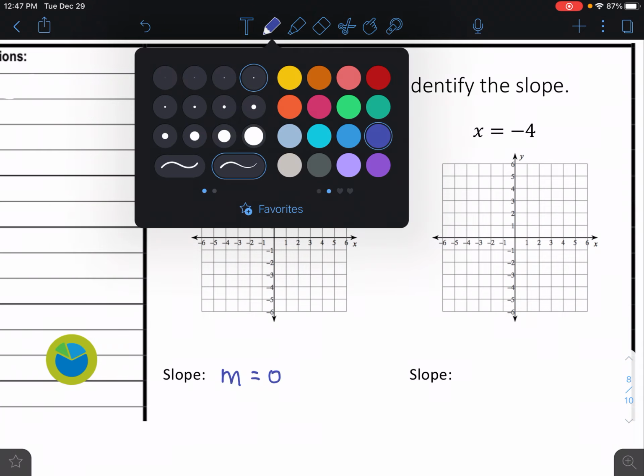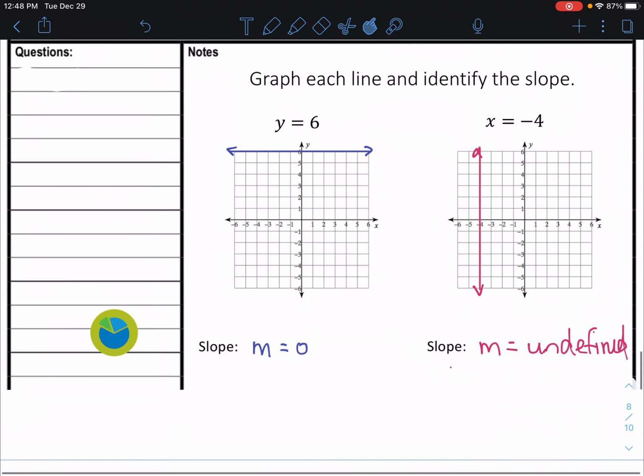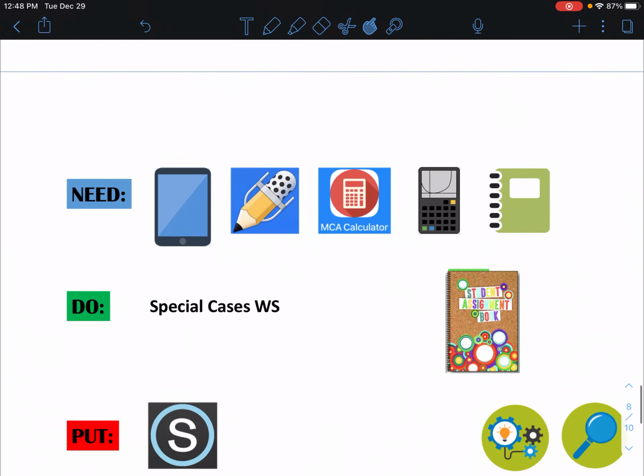All right, and then what about this one? x equals -4. So x equals a is always a vertical line. So this should be a vertical line that passes through the x-axis at -4. So that will look like this. It's vertical, so the slope is undefined. Okay, and I'm done. So there are some weird cases of linear functions.